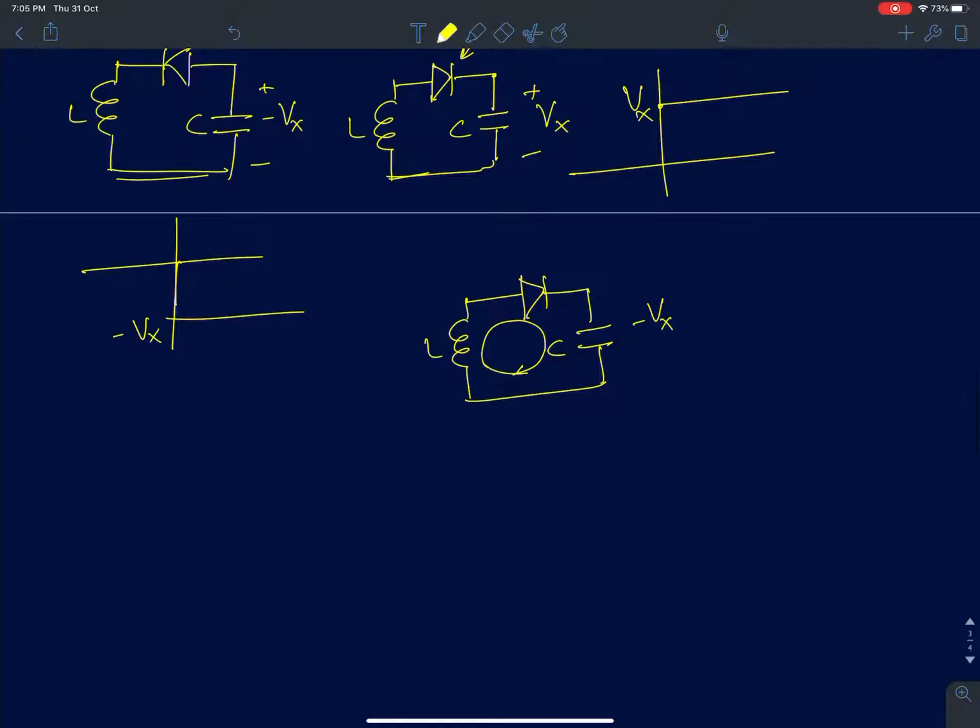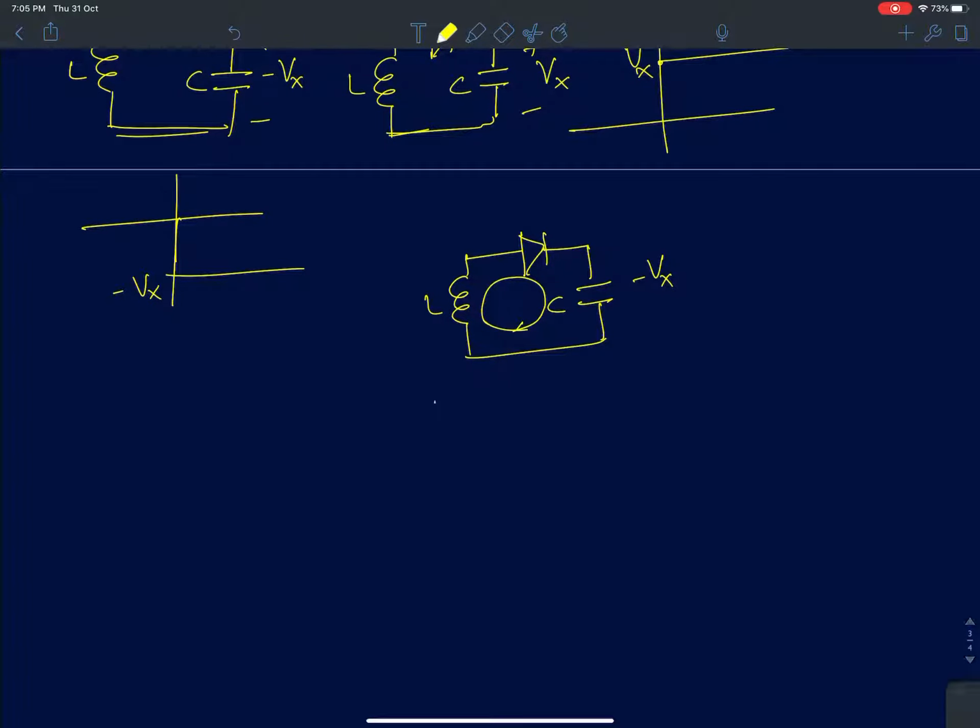The same thing we discussed for the previous problem, with the polarity of the diode, would happen here as well. The capacitor voltage will start from minus Vx, reach 0, the current in the circuit will reach a peak value, and then the voltage will reach a maximum value of plus Vx.